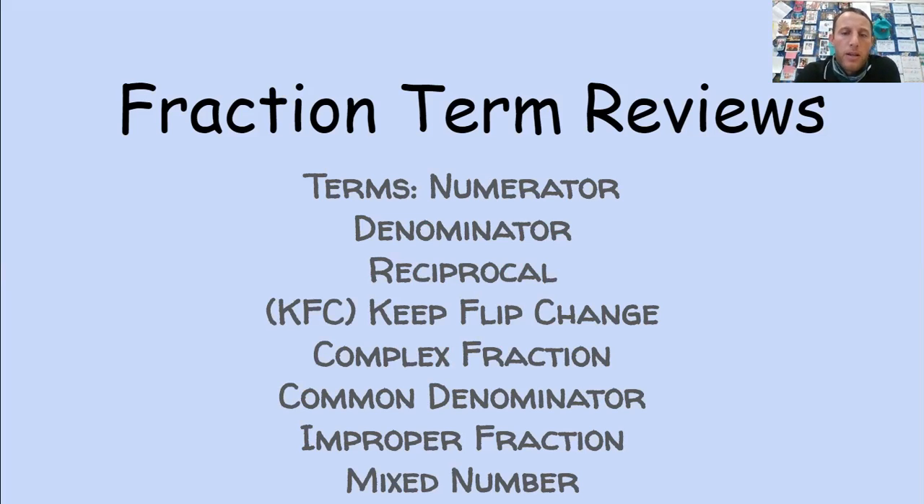Common denominator is what we need for adding and subtracting fractions. An improper fraction is when the numerator is greater than the denominator, and a mixed number has both a whole number and a fraction all together.